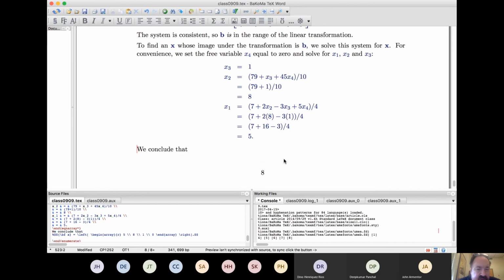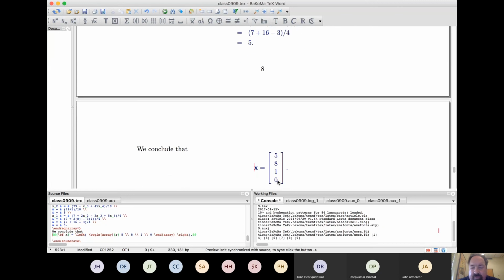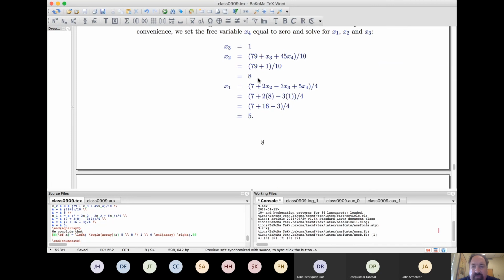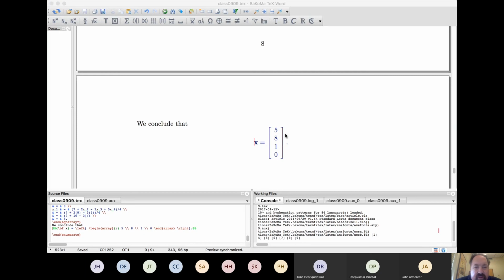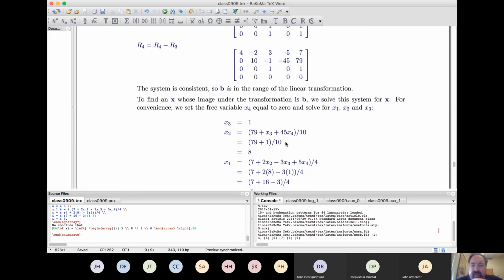So now we have our solution. x4 is set to 0, and our other values, 5, 8, and 1, make up the solution. But we could have set x4 to anything and gotten infinitely many solutions.